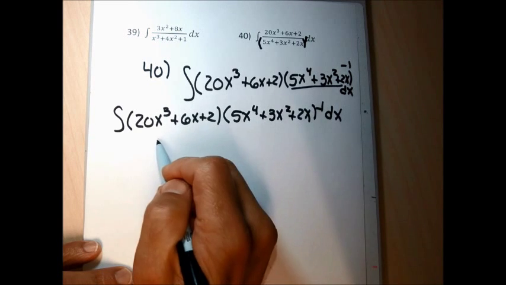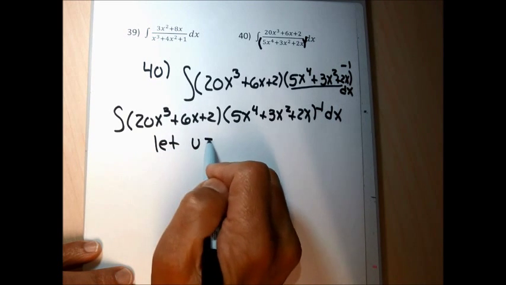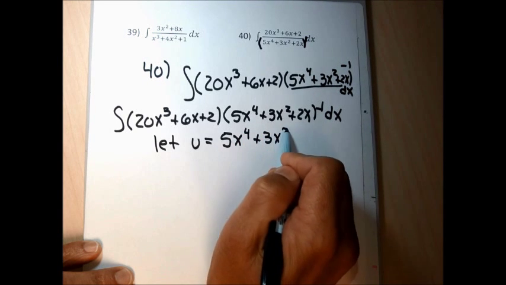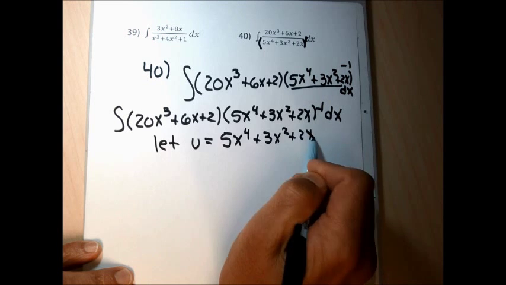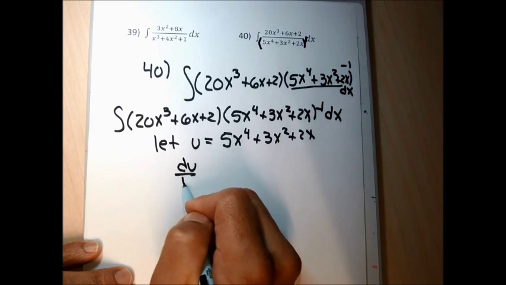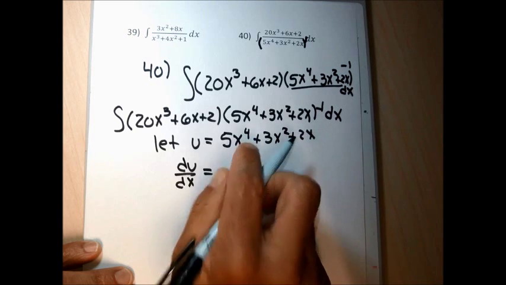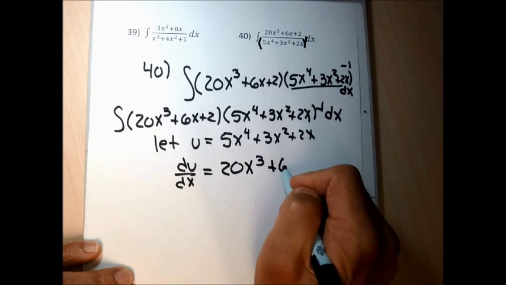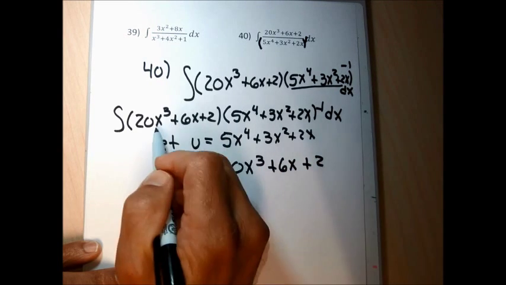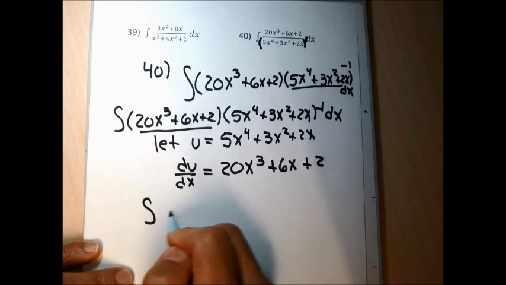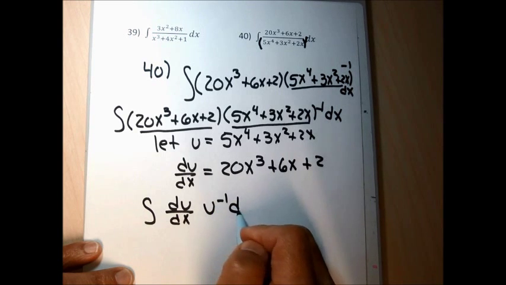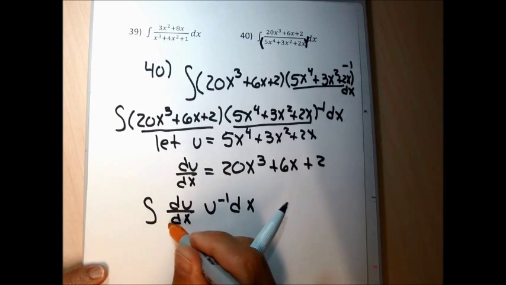So I'm going to let u equal the contents of the parentheses with the exponent. Now I'm going to do my du dx. Du dx, the derivative of 5x to the fourth is 20x cubed. The derivative of 3x squared is 6x. The derivative of 2x is plus 2. So this whole thing is going to turn into a du dx. The parentheses is going to turn into a u, and we have a -1. I still have the dx there that I'm going to cancel.